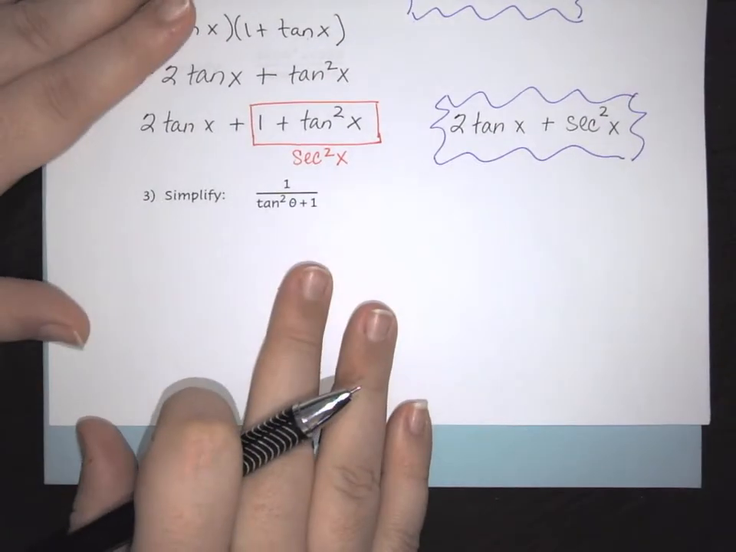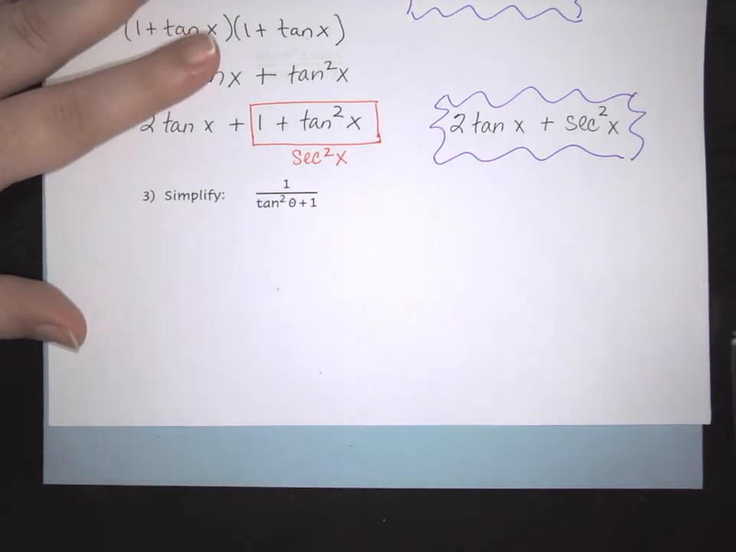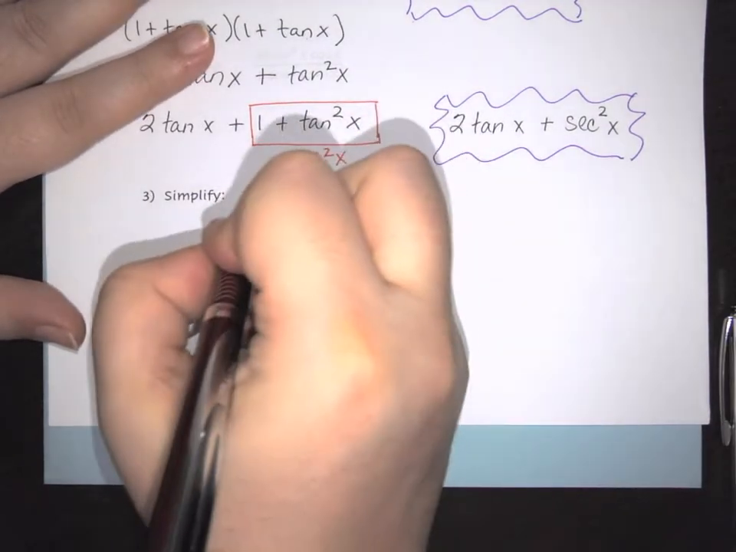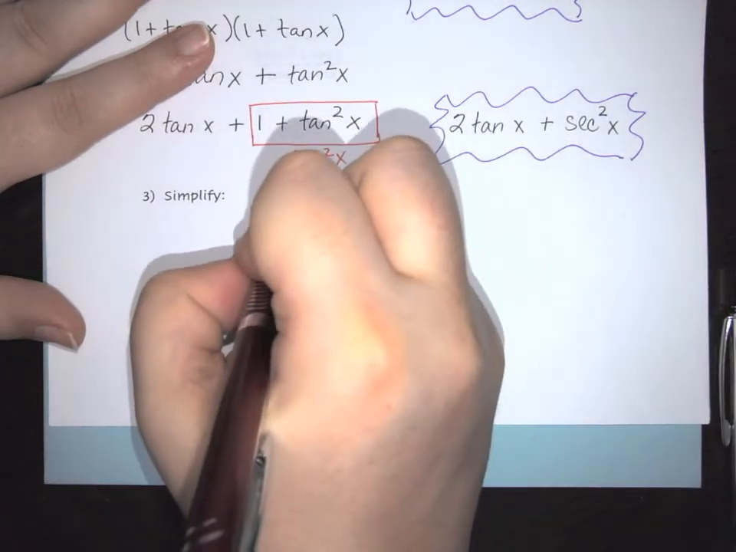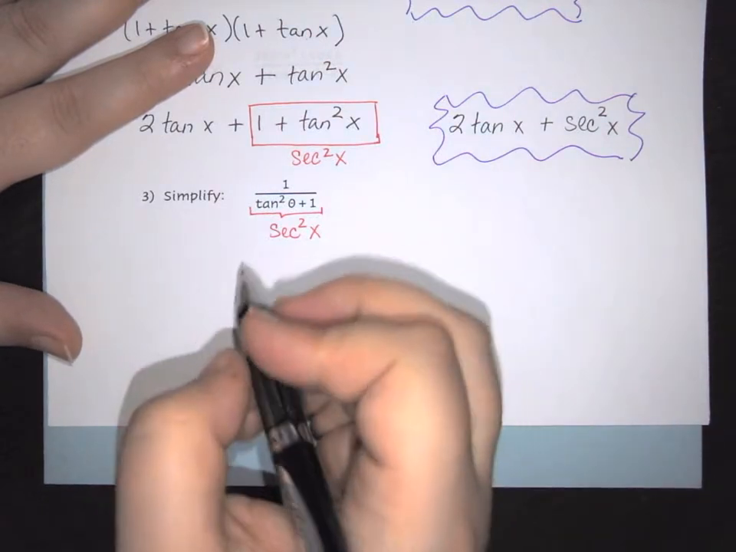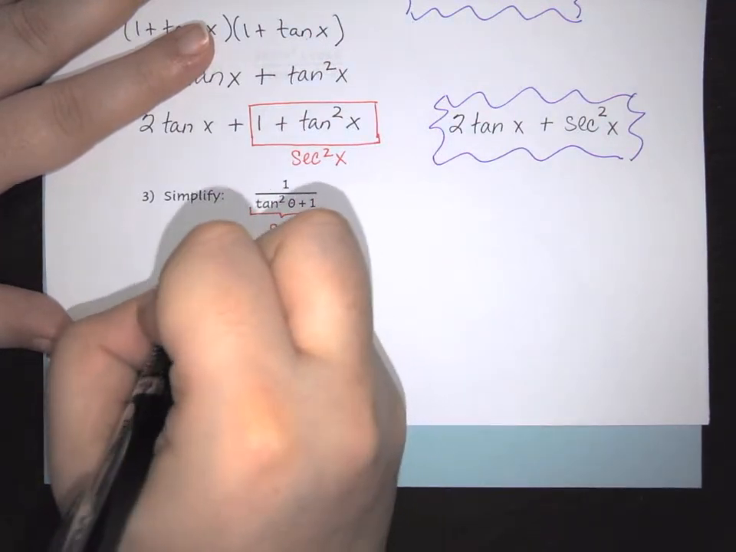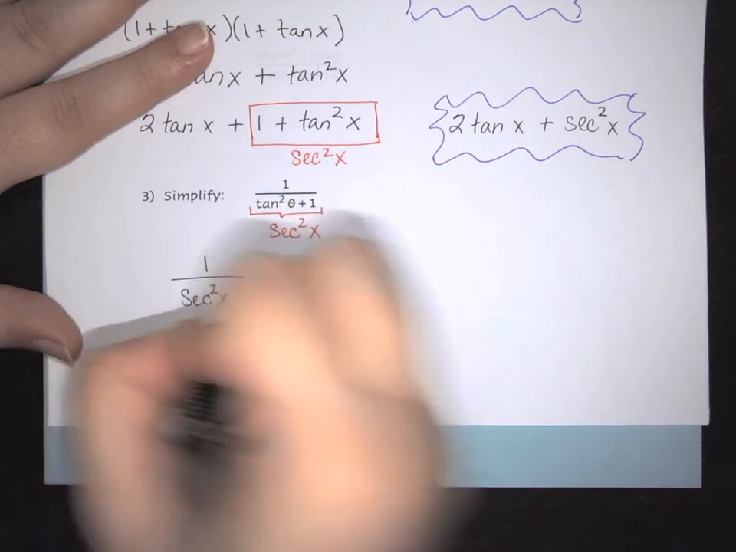Alright, let's try one more. So here I have 1 over the tangent squared of theta plus 1. And if you notice, right down here, just like the problem above, this is the same as your secant squared. It is that Pythagorean identity. So this can be rewritten as 1 over your secant squared of x.